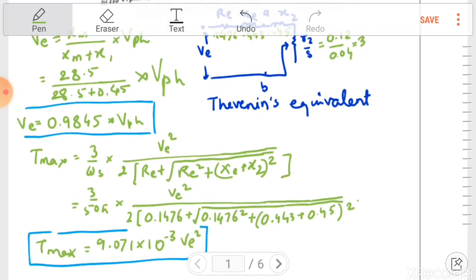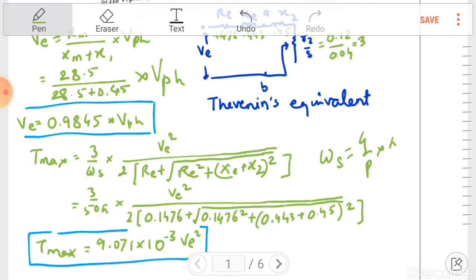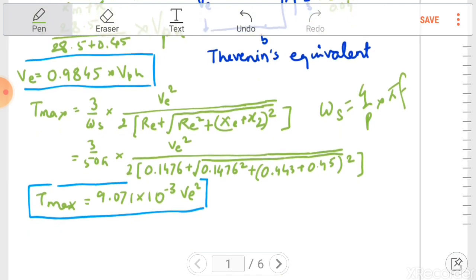Putting the values, omega s is equal to 4 by P into pi f, and the number of poles is 4 in the induction machine we are using. Then it is equal to 50 pi, and the equivalent resistance is 0.1476. Putting these values, we get maximum torque as 9.071 multiplied by 10 power minus 3 into equivalent voltage whole square.